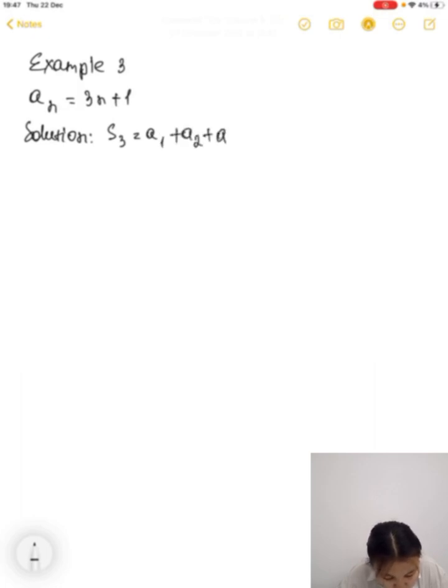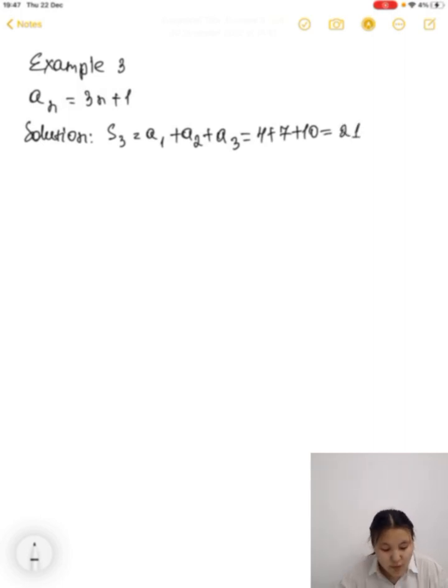Third example, given the arithmetic sequence with general form a sub n is equal to 3n plus 1, find the sum of the first three terms. Solution: S sub 3 is equal to a sub 1 plus a sub 2 plus a sub 3, which is equal to 4 plus 7 plus 10, which is equal to 21.